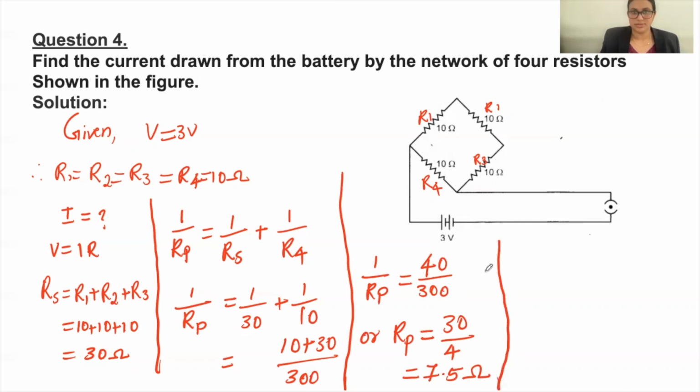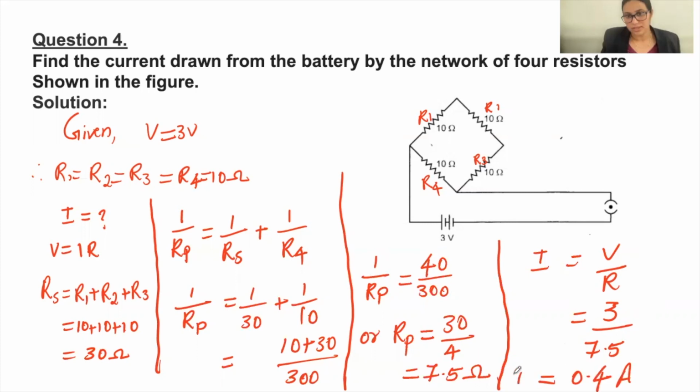Now we got the resistance and we have the voltage. We can calculate the current. I is equal to V divided by R, which is equal to 3 volt divided by 7.5. So the current value is I is equal to 0.4 ampere, which is the final answer.